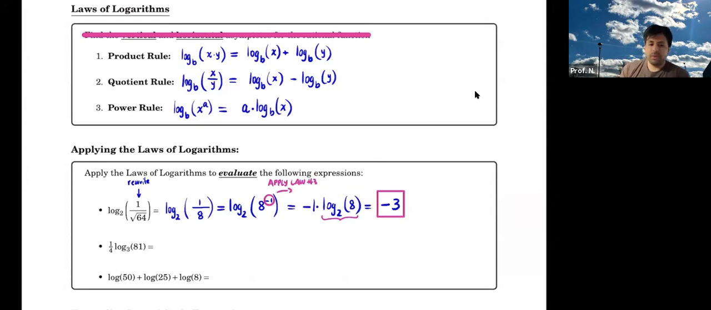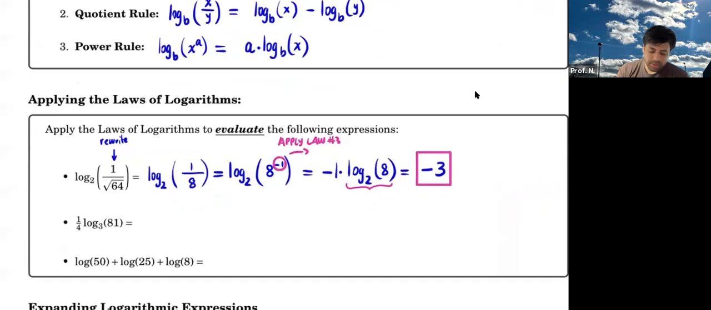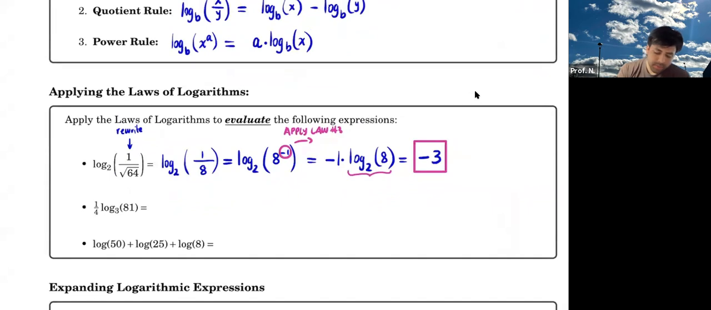So we have 1/4 log base 3 of 81. So this one doesn't really require that much. I mean, we can apply the law, right? So for example, here 1/4 times log base 3. So you should have an idea of 81. 81 is a power of 3. You can rewrite 81 as 3 to the 4th power. And then you see here, right?